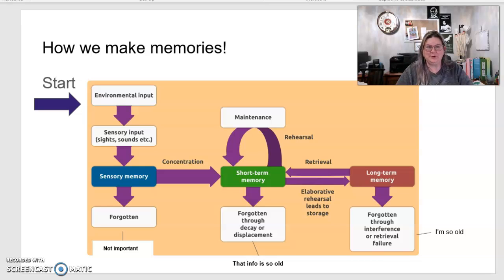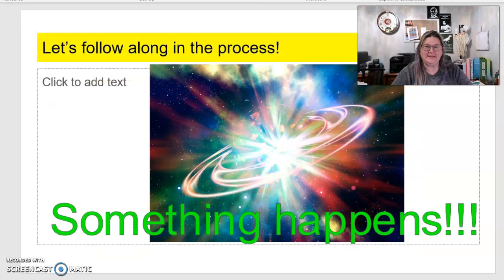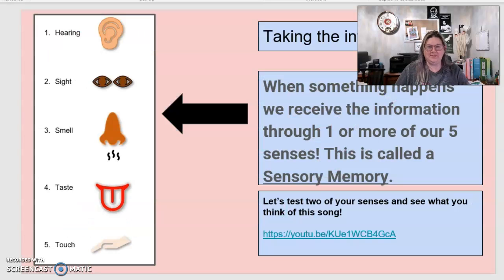So, that was a real quick view of our flow chart. Let's go ahead and start at the beginning and see that something happens. When something happens, it means we are getting an environmental stimuli by hearing, sight, smell, taste, or touch. When we receive something from one of our 5 senses, it's called a sensory memory. Those are our initial input into our memory bank.